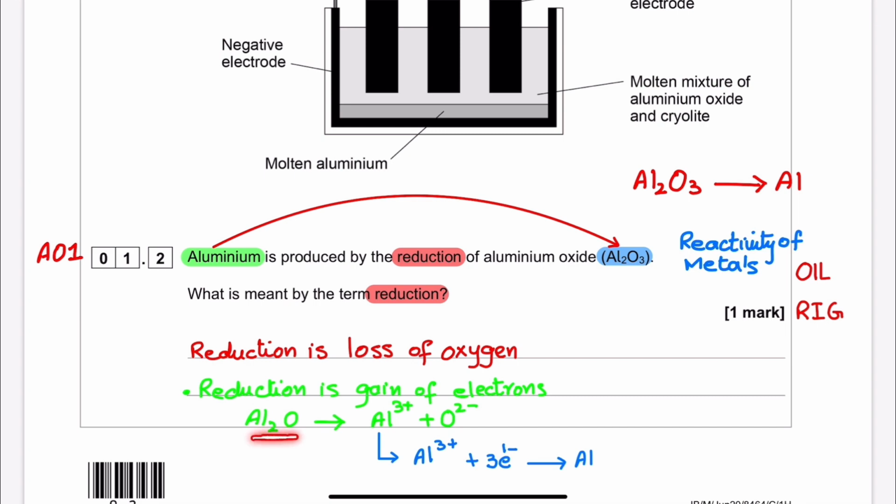Aluminium oxide changes to aluminium 3 plus and oxygen 2 minus. If you see here, aluminium needs 3 electrons. When it takes 3 electrons, it becomes aluminium at the end by the process of electrolysis.